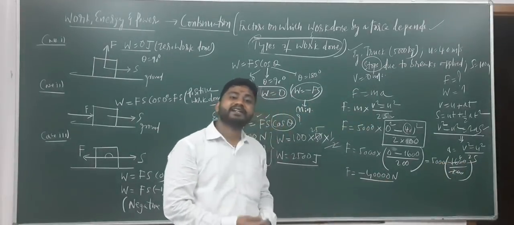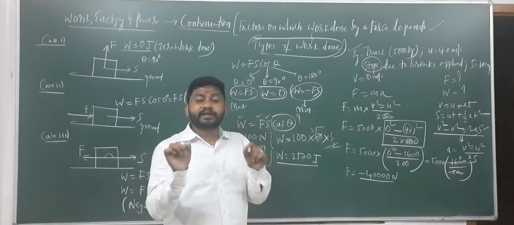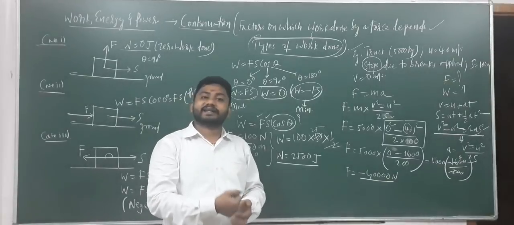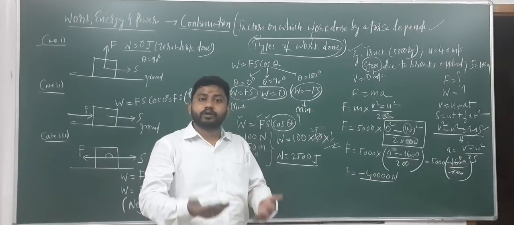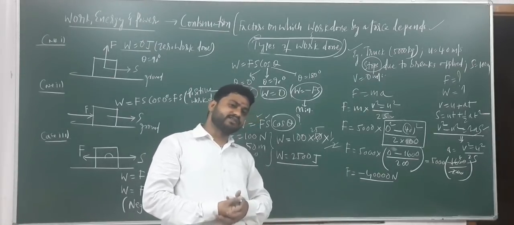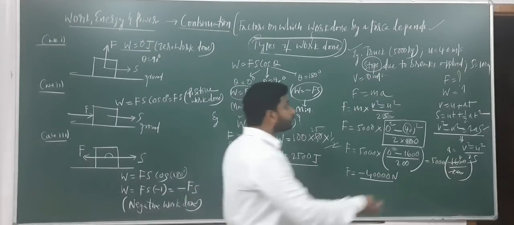40, 3 zeros. Minus 40,000 Newton is the braking force. Minus indicates force is acting in the opposite direction of displacement. So only the braking force you can consider that. F is equal to how much? Minus 40,000 Newtons. So we got the force.